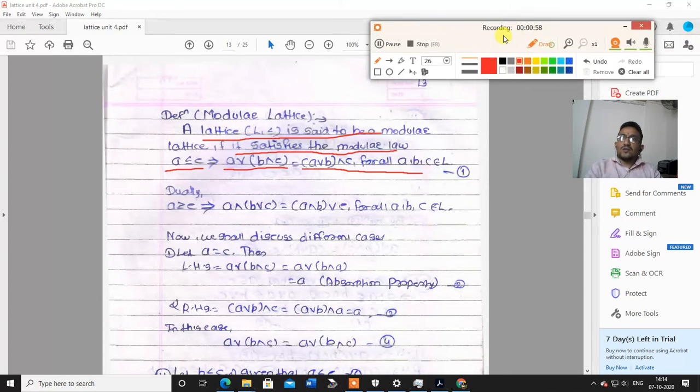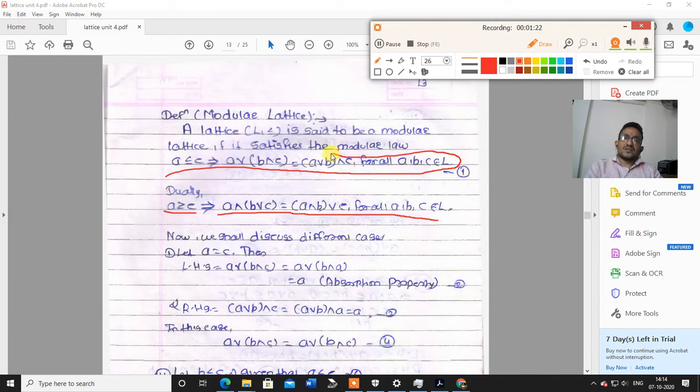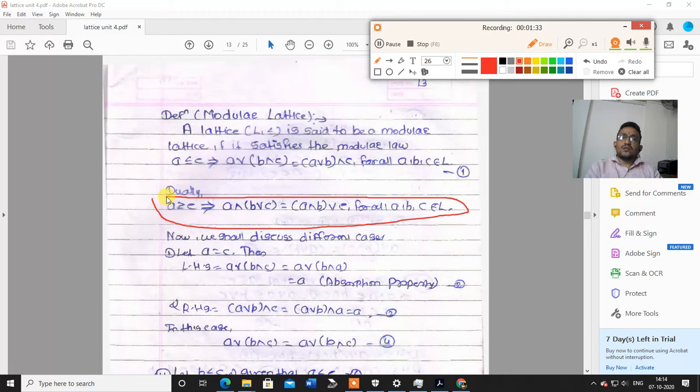And what is the dual of the given? So the dual here: whenever A is greater than or equal to C, then A meet (B join C) is equal to (A meet B) join C for all the elements of the given lattice. Okay, म्हणजे एखाद्या लॅटिसला मॉड्युलर लॅटिस कधी म्हणायचं? If every element of lattice L satisfies the modular law. Okay, and this is given by the modular law, and this is the dual of the given modular law.